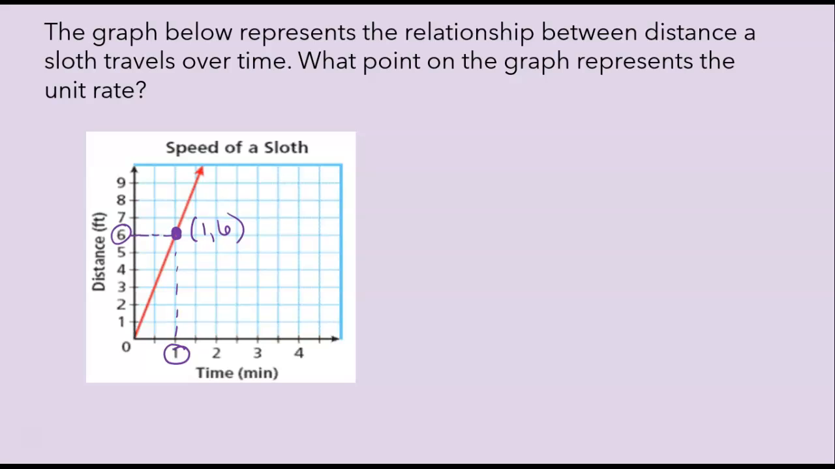Now, what does that mean in terms of the graph? What does that mean about the sloth? What does the unit rate tell us? How fast can the sloth travel? 6 what? 6 feet per minute. So a sloth will travel 6 feet per minute, or 6 feet in 1 minute.